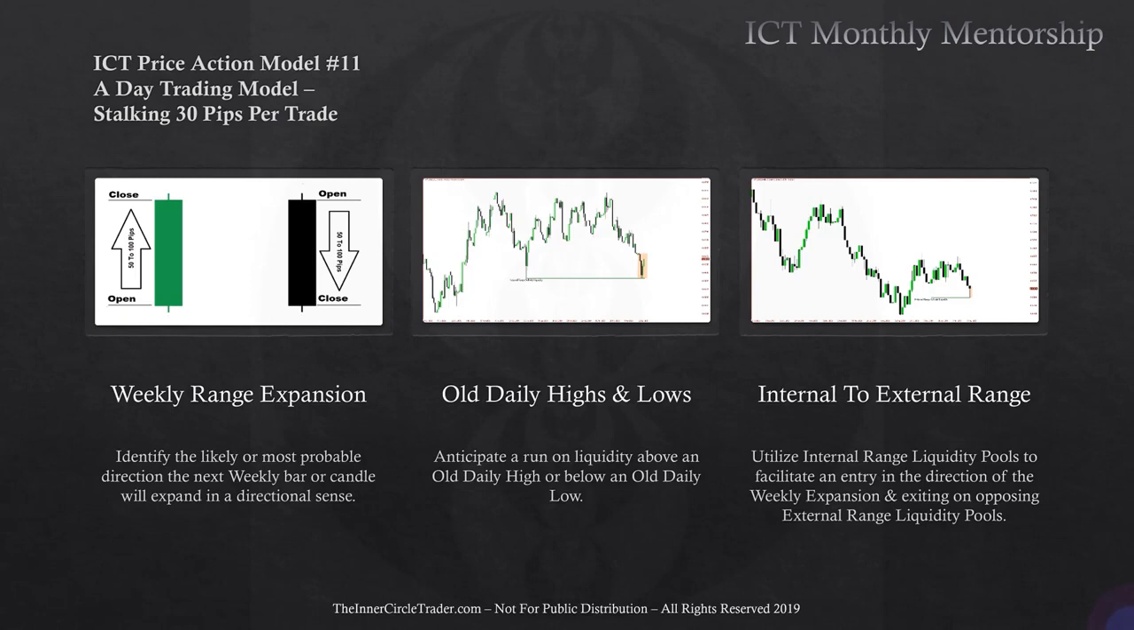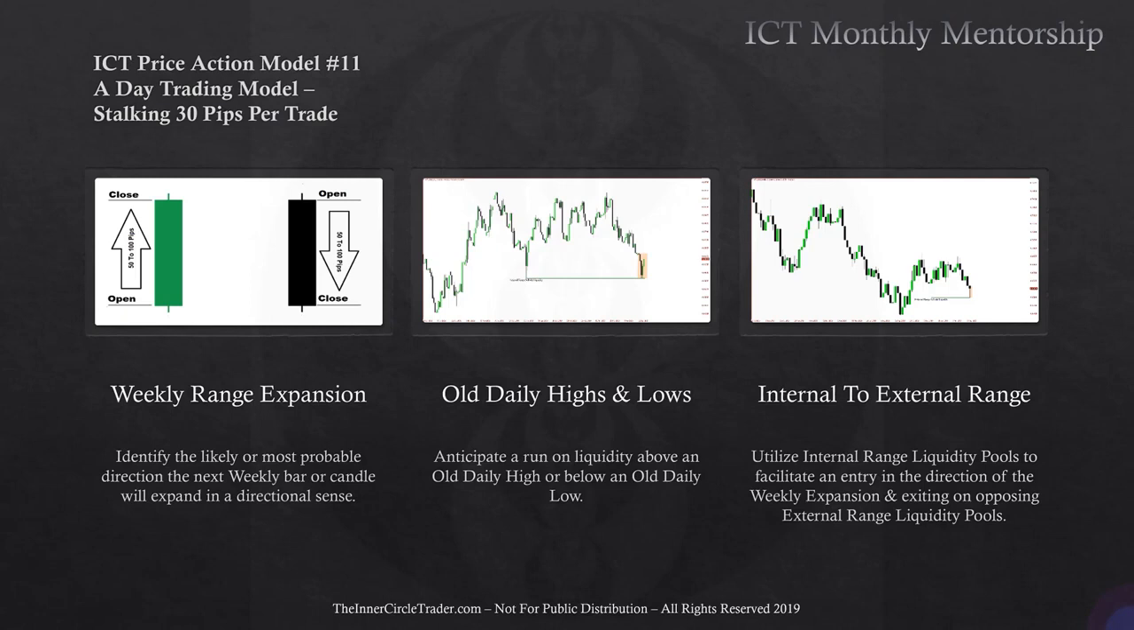So if we're bullish, I like to look for previous day's highs, intra-week highs, last week's high, that type of scenario for runs on liquidity. But since we're usually below an old low and we're bullish, we're basically entering on internal range liquidity and utilizing external range liquidity to get us our hopefully profitable exit.